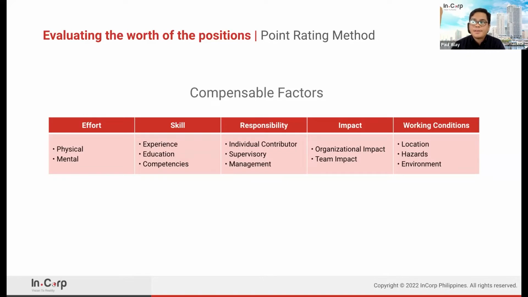So here are some of the compensable factors that are commonly used. So for here, effort, skill, responsibility, impact, and working conditions. So some organizations would put more value to, let's say, skill and effort. So for roles that would have functions that are related to these compensable factors, then the pay for these positions might be higher compared to those that are not so much related to these compensable factors.